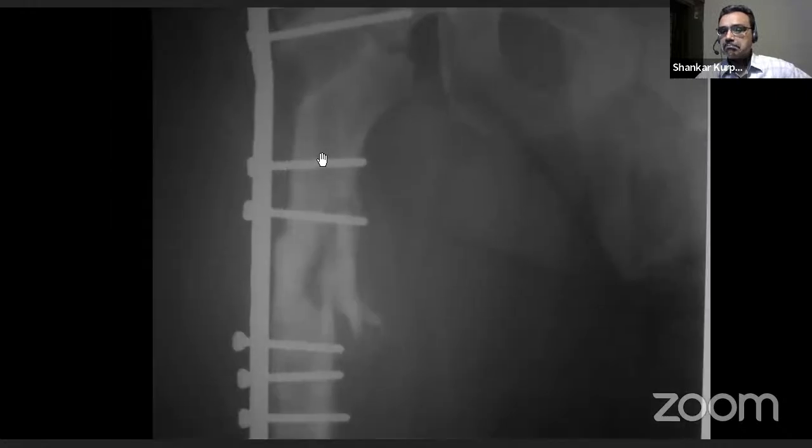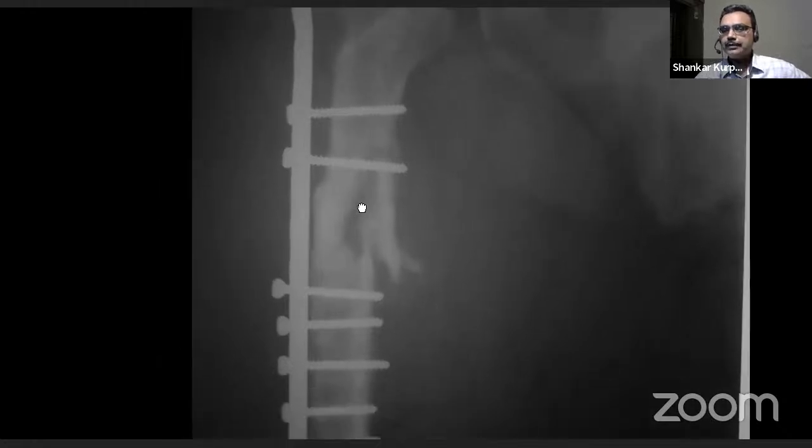So therefore, our guess was that, like Dr. Kumar said, some graft had melted away, permitting the whole plate to come closer and closer to the bone. Therefore, some backing up of screws. So, a very good result.